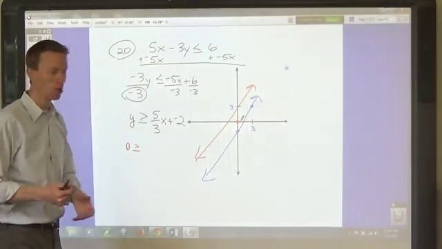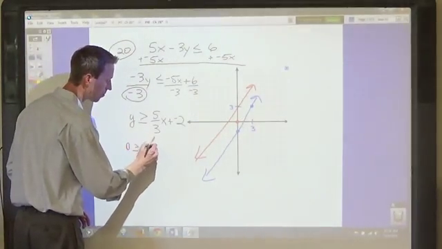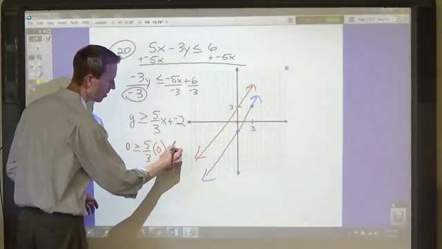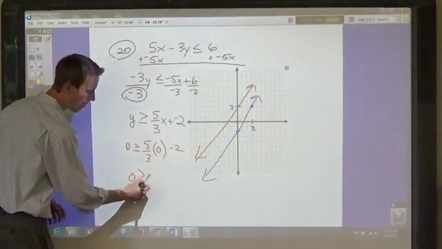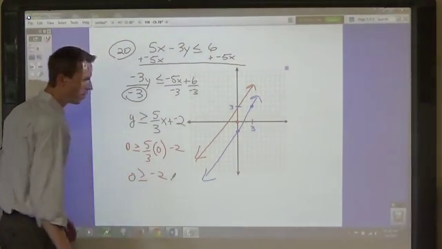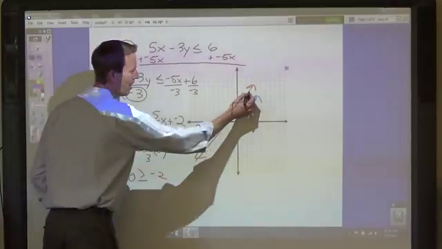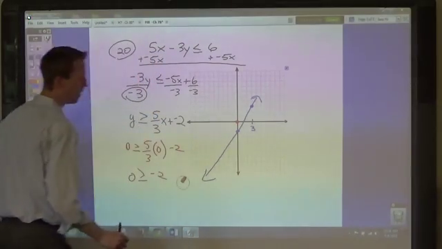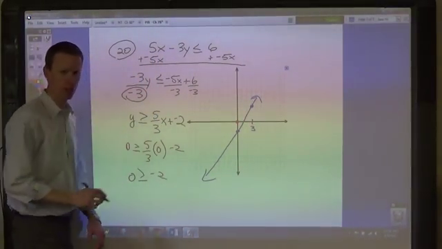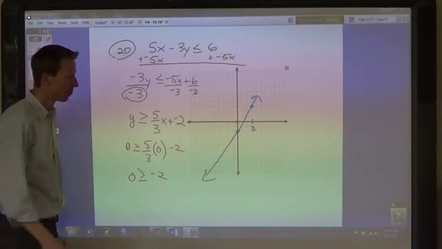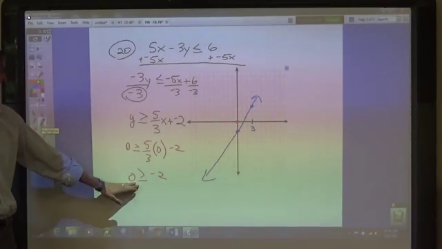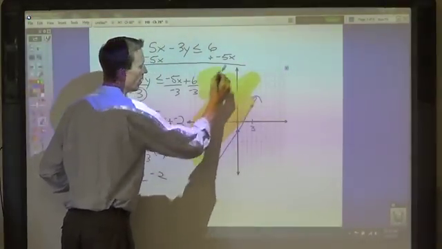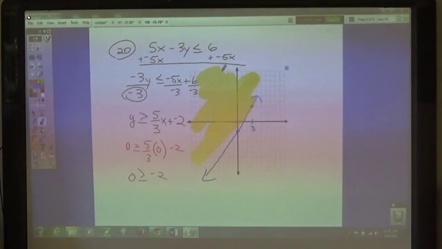So if we're using (0, 0) in this one, 5/3 times 0 is 0. So when we simplify this, it is 0 is greater than or equal to -2. Same answer. Let's get rid of that line so we're not confused. Which way should we shade? The top left. Is this true? This is true. If this makes it true, then we make sure we shade that way.